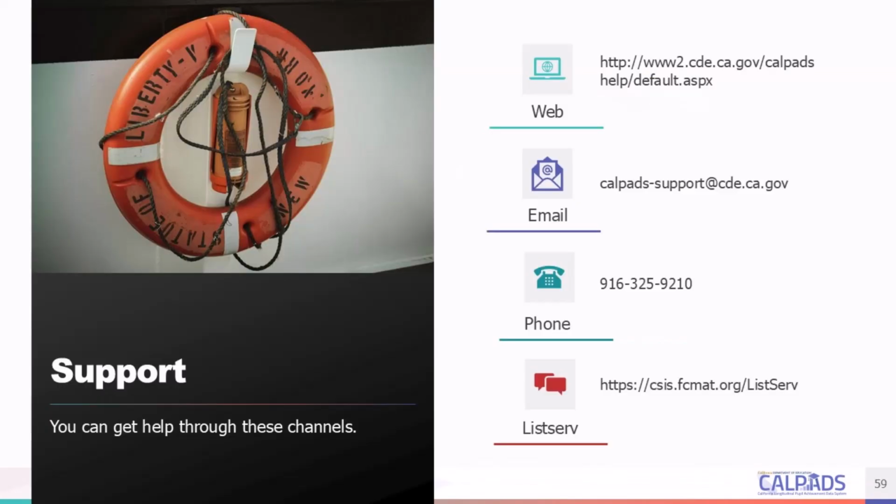For support on all things CalPADS, the fastest way to obtain support is with the web form. If you submit a web form here, it will automatically be generated as a ticket in our ticketing system and assigned to an agent, and is your fastest route to one-on-one specific support that is, again, specific to your scenario, specific to your details at your LEA. Email and phone are 2 other ways to obtain support, but those are going to take a little bit longer.